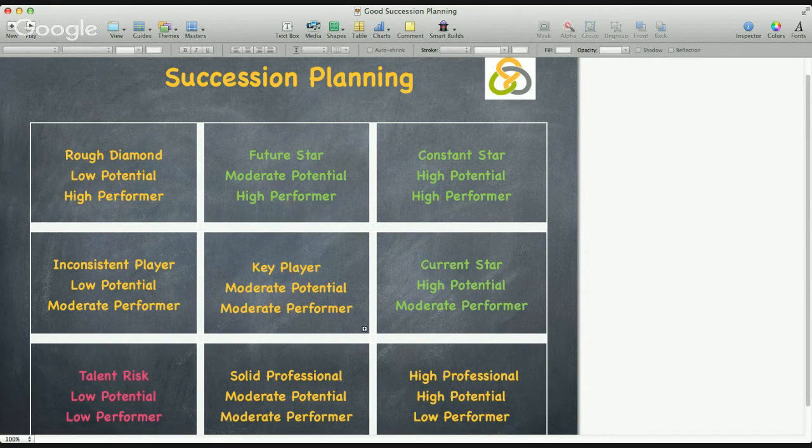And if you have a look at the top right hand corner where we have high potential and high performance, that's our constant star, the one who does everything pretty much on target, on time. If we look in the opposite corner, we have our talent risk of low potential, low performance, probably shouldn't be in this business, probably needs to be better off in a different business where they can shine.